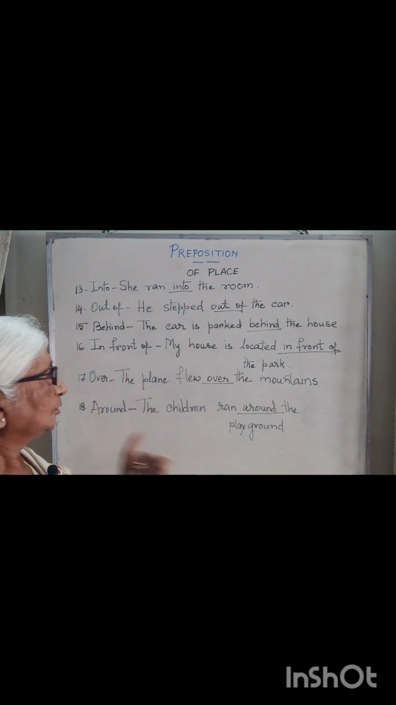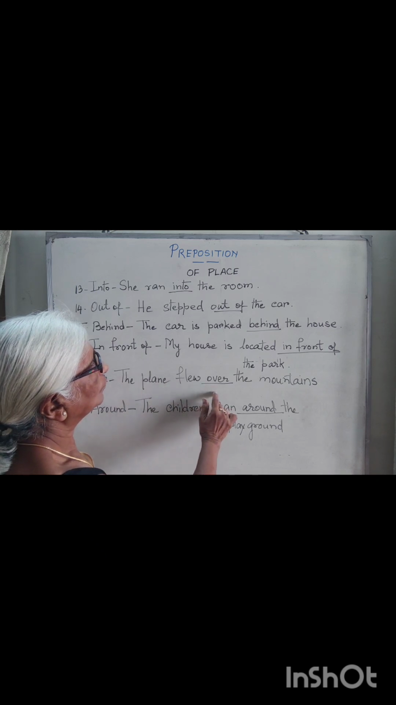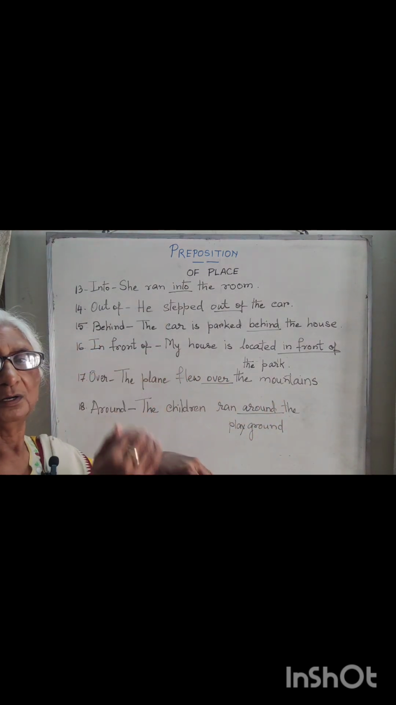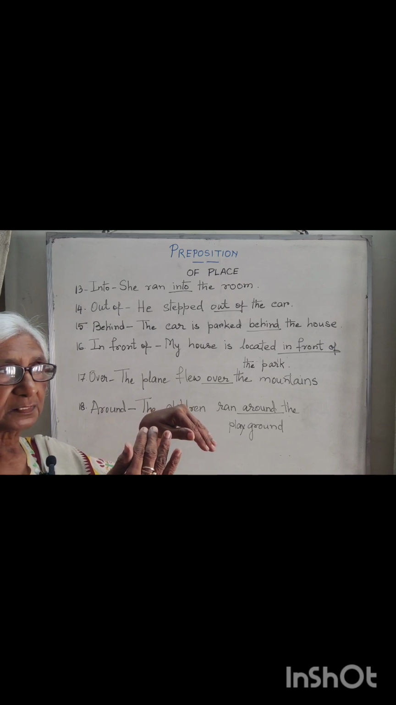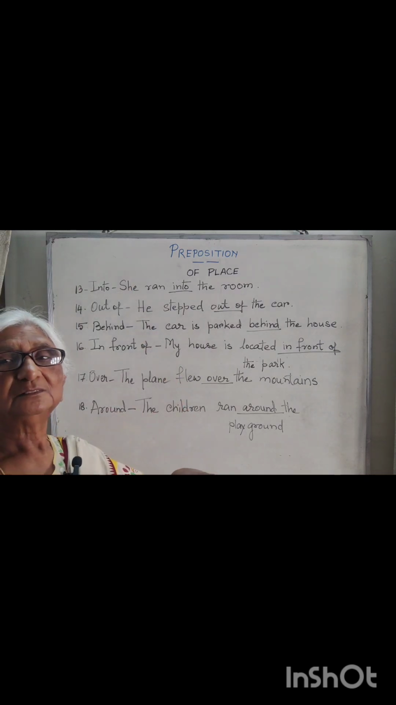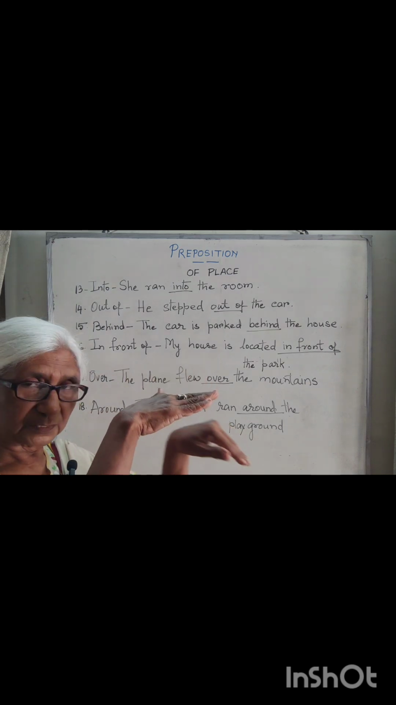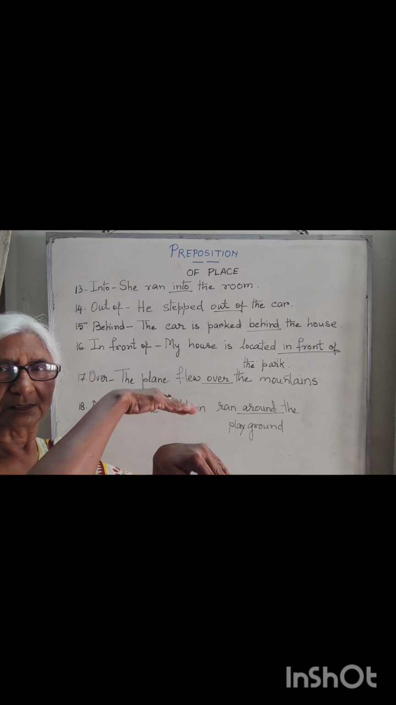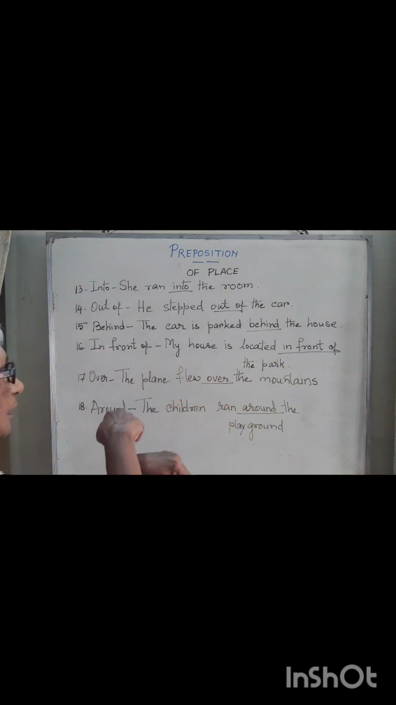So, the plane flew over the mountains. The dog jumped over the wall. The thief escaped by jumping over the fence. So, over means something has to be there and it is just over it. So the plane flew over the mountains.